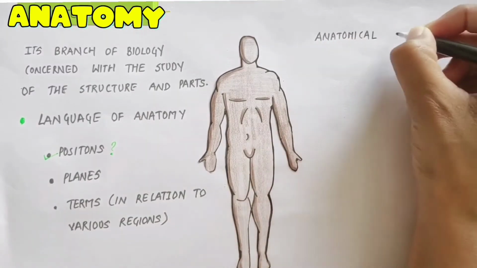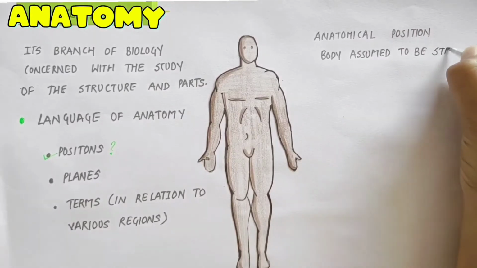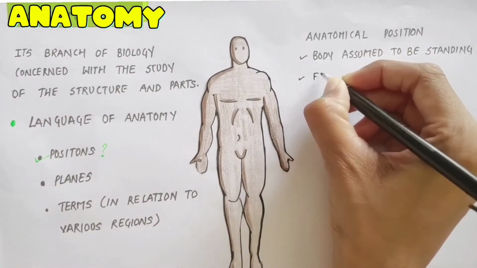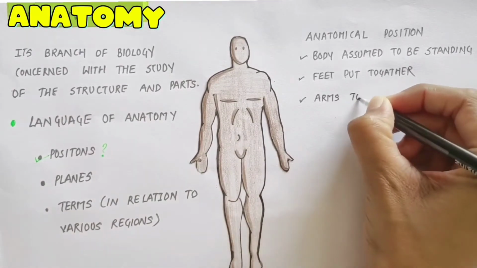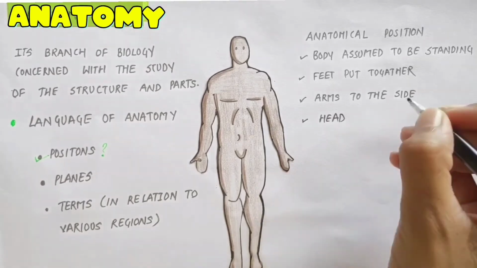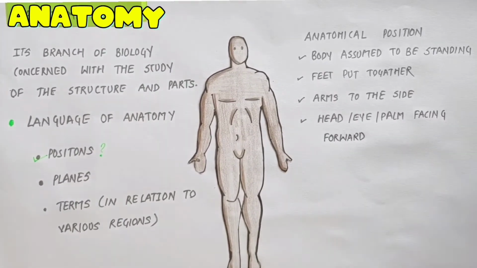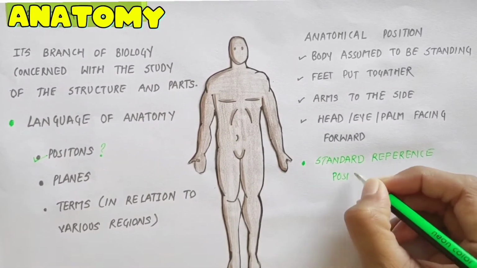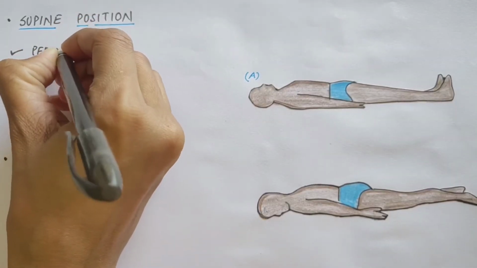Anatomical position. The body is assumed to be standing, feet together, arms to the side, head, eyes, and palms facing forward. It's the standard reference position. To ensure consistency of description, it is very important to keep the anatomical position in mind. Let's learn supine and prone position.